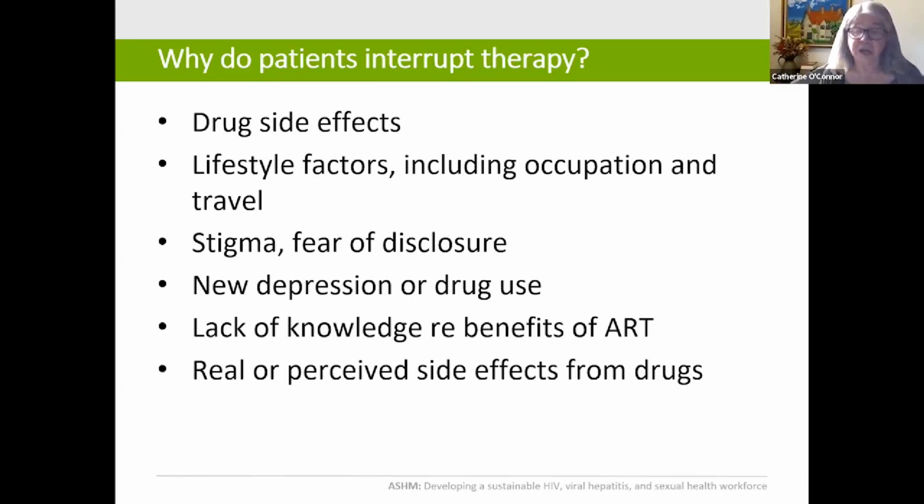Or drug use or alcohol use, so that they start missing drugs and then they eventually just stop them, can't be bothered going back to get more. It can also be due to lack of knowledge of the benefits of antiretroviral therapy, and sometimes real or perceived side effects of the ART therapy themselves.